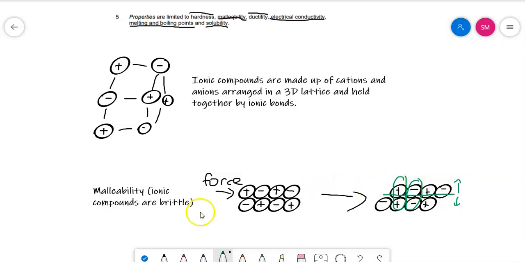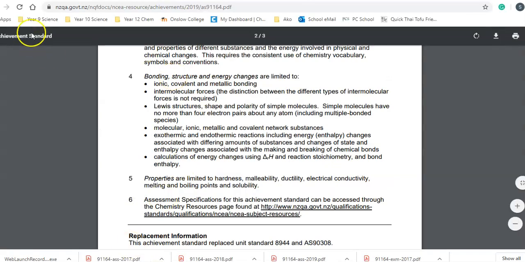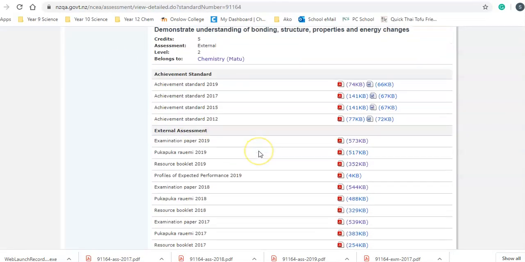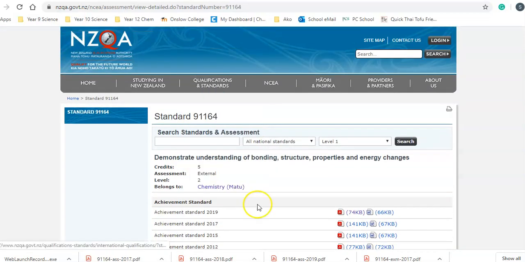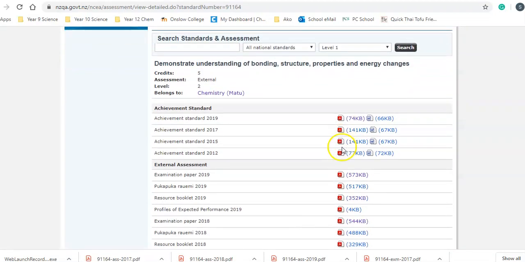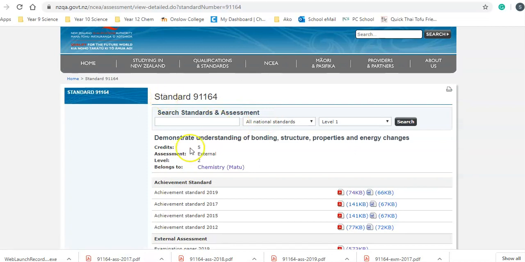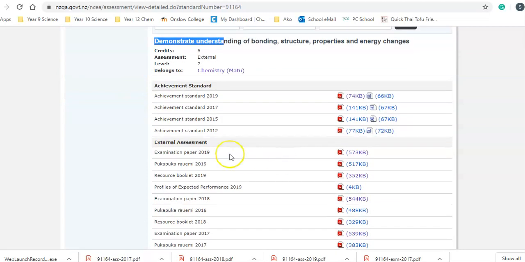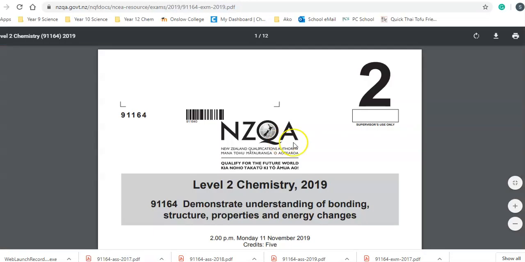So we'll have a look at a quick exam question. So for this one, I'll go back to the NCEA page. So have a look at the start of the video to work out how to get here, but basically I just Google NCEA standard 91164 if you wanted, or just NCEA level 2 structure and bonding. So you go to here. We'll have a look at the 2019 paper.